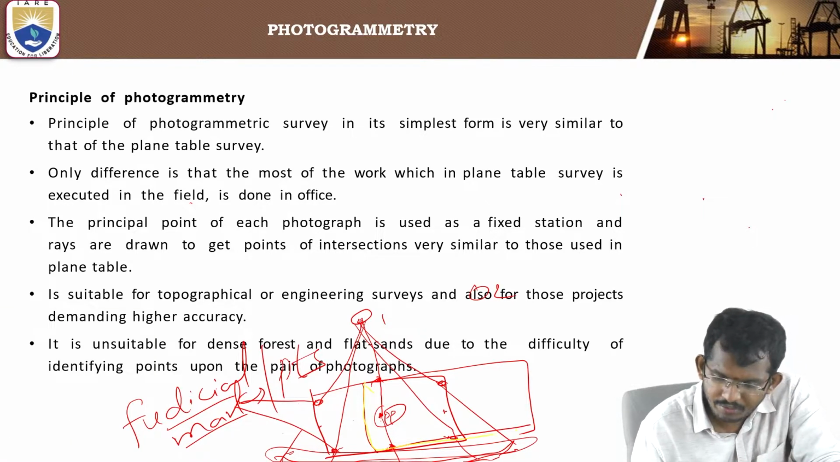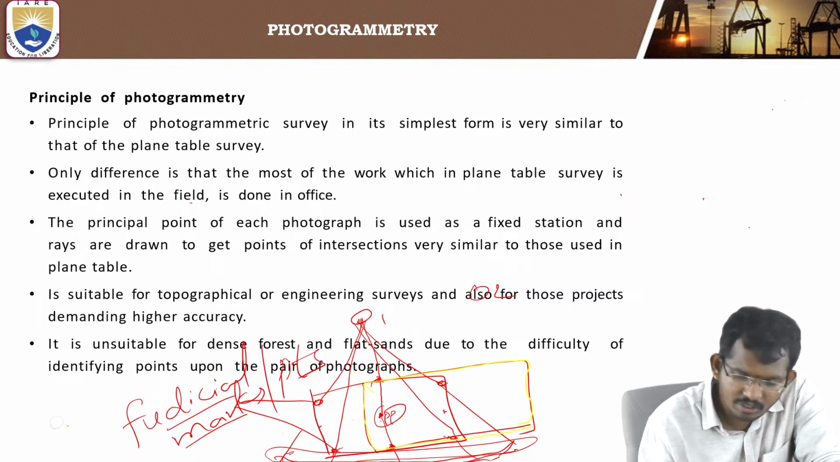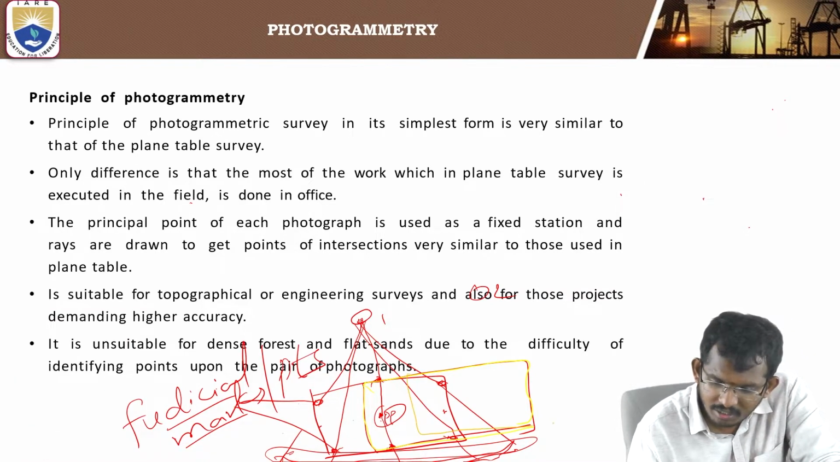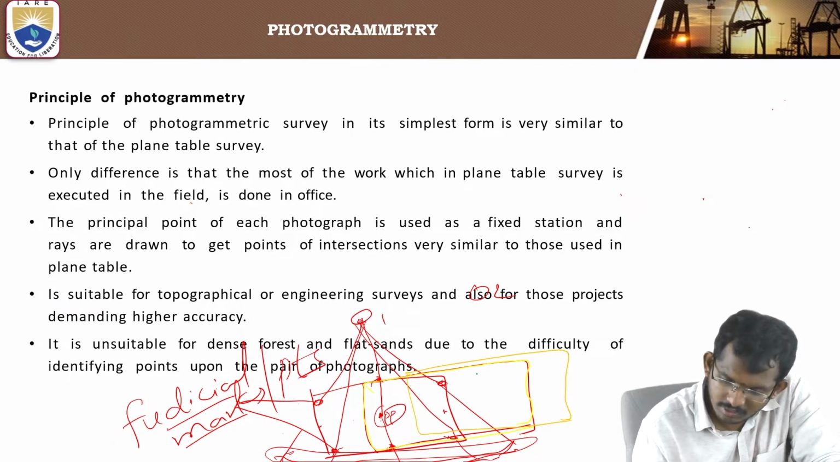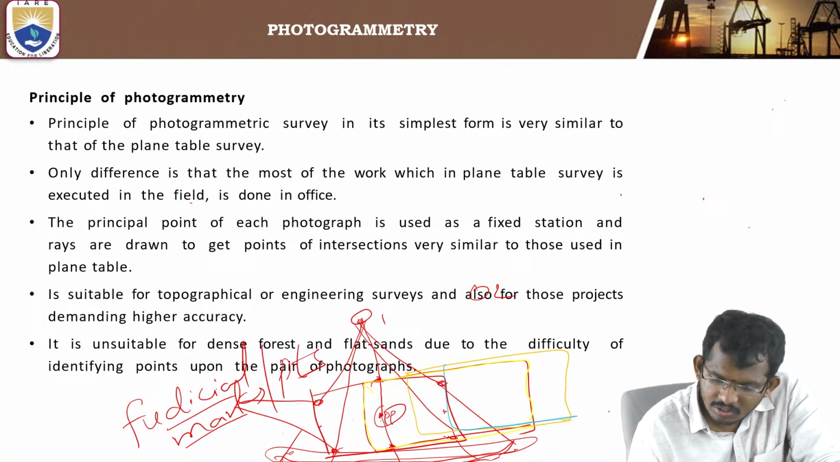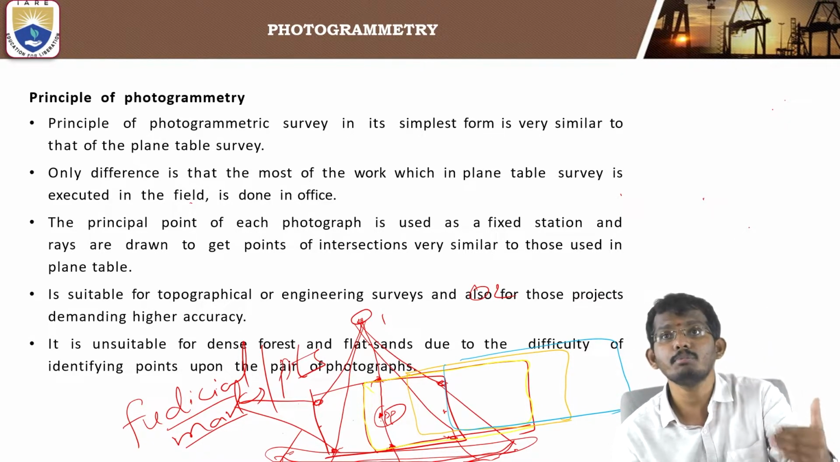In taking a new photograph here, I should overlap the previous image by 60 to 70%. Again here I'll overlap this image by 60 to 70%. Again here I'll overlap the previous image by 60 to 70%. Like that I will overlap a series of images with the help of these points.